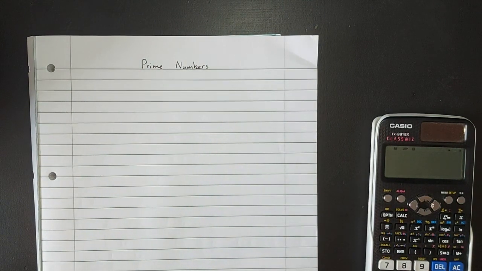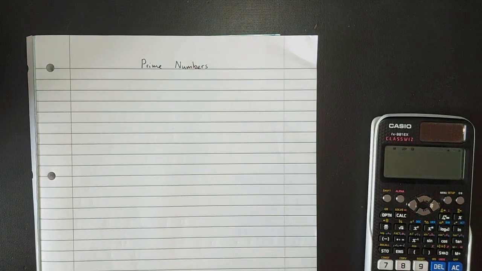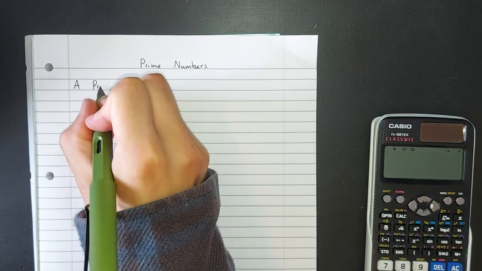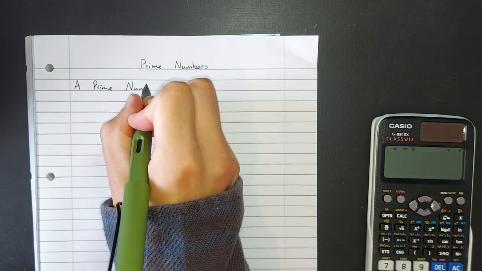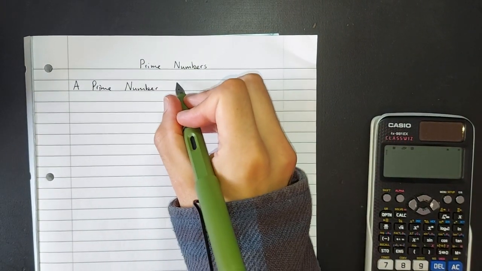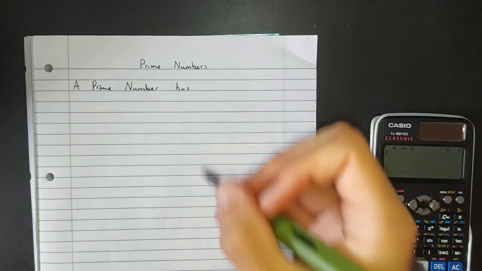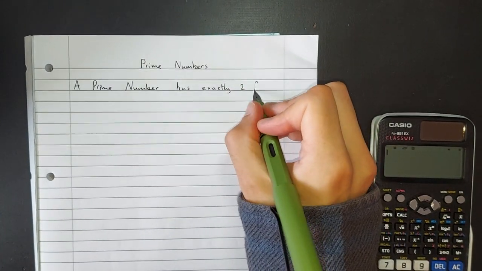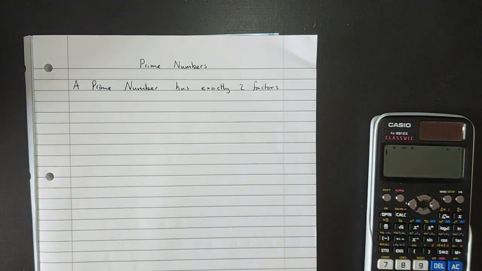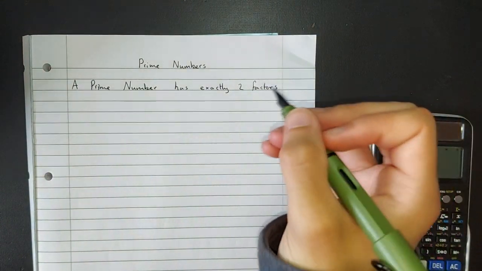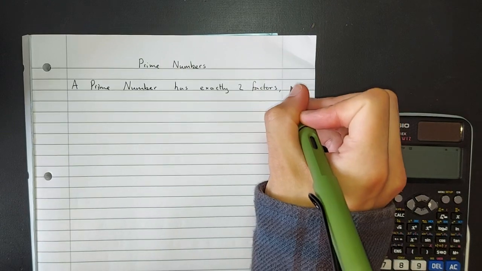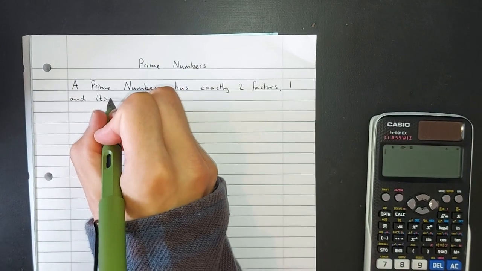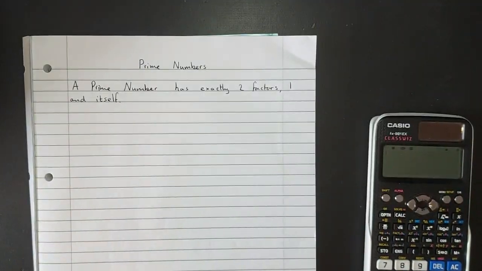A number is considered to be prime if it has only two factors. Okay, a prime number has, I said only, but I'm going to write exactly because I think that's even better. Exactly two factors. And those two factors will always be 1 and itself. So I'll put comma 1 and itself.